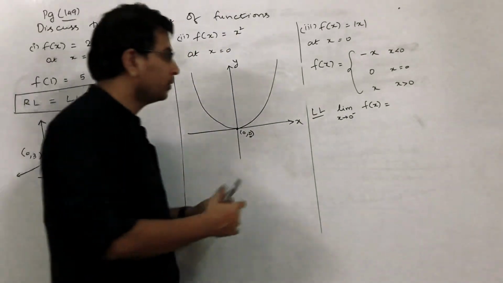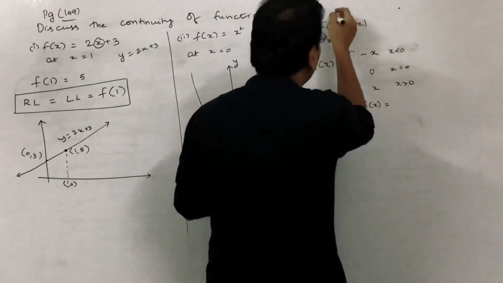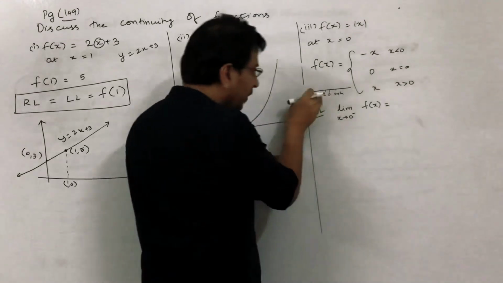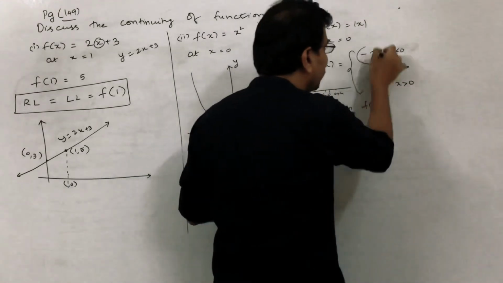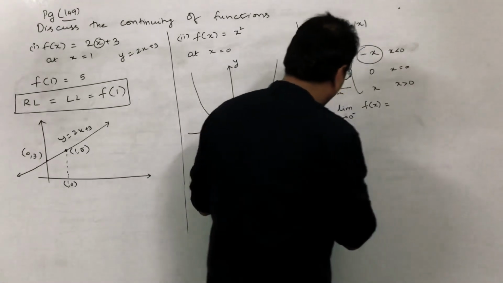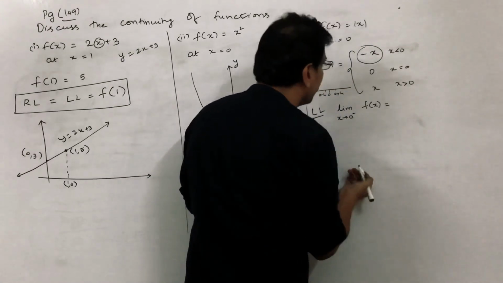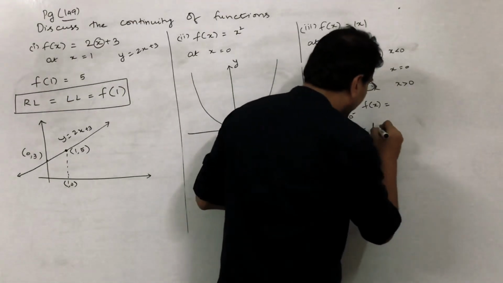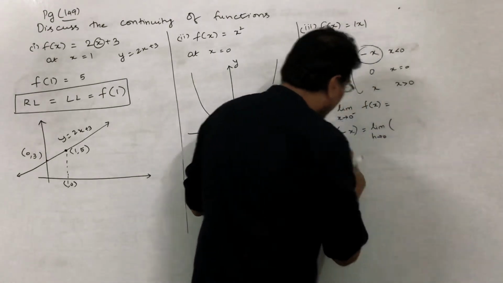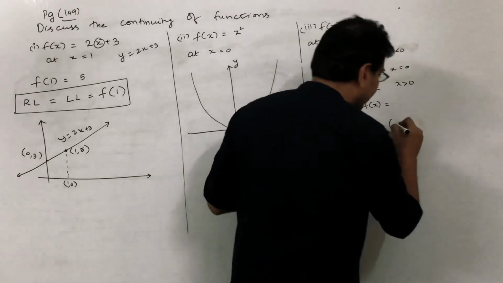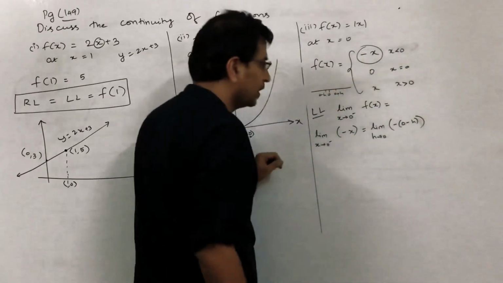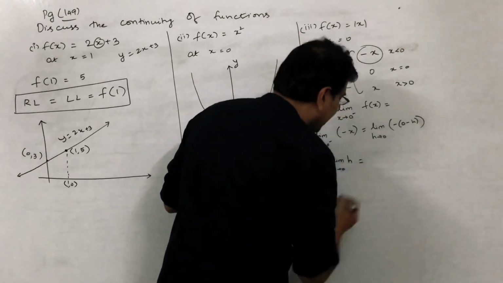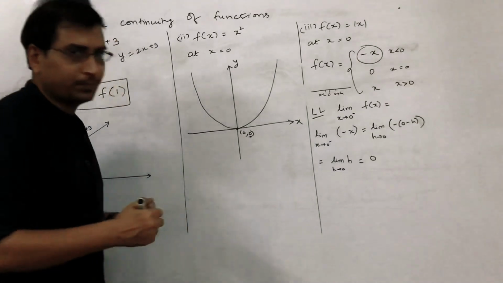So limit x tends to 0 minus means you are approaching it from the left of 0. If you take the number line, if this is 0, there is 0 minus h and there is going to be 0 plus h. So when the value of x is less than 0, you need to take this into consideration. So limit x tends to 0 minus of, what function are we going to take? We are going to take minus x. So this will be equal to limit h tends to 0. What are we supposed to do in the place of x? Replace it with 0 minus h. So this value will be limit h tends to 0 of minus of minus h, which is plus h. So limit h tends to 0 of h is 0.